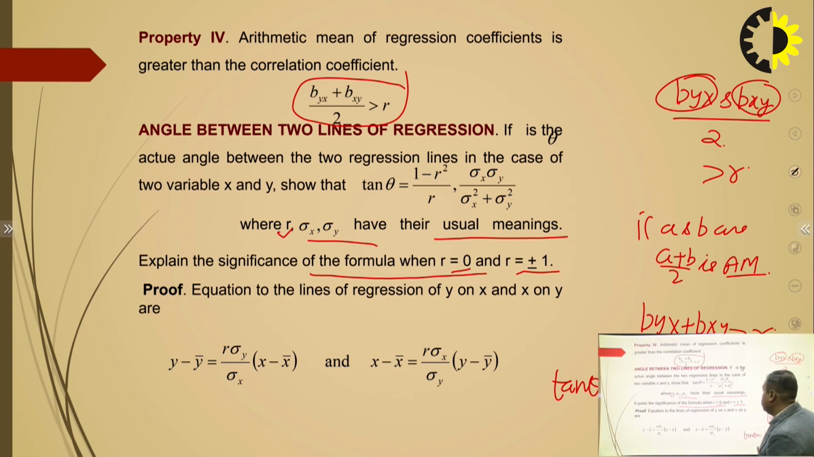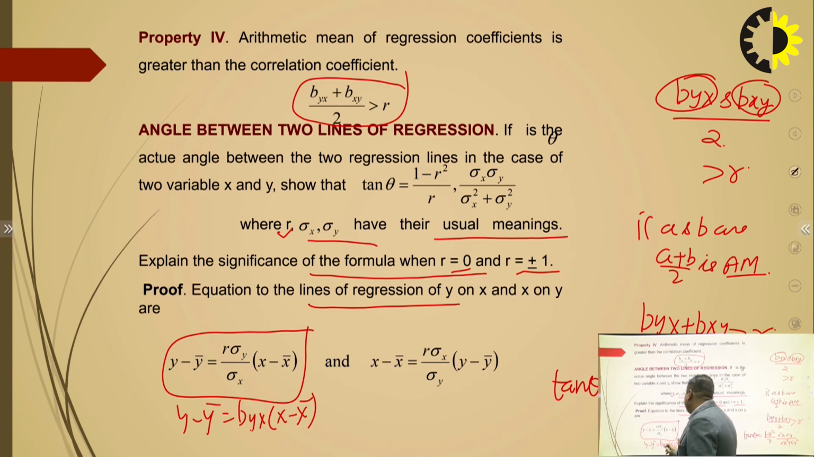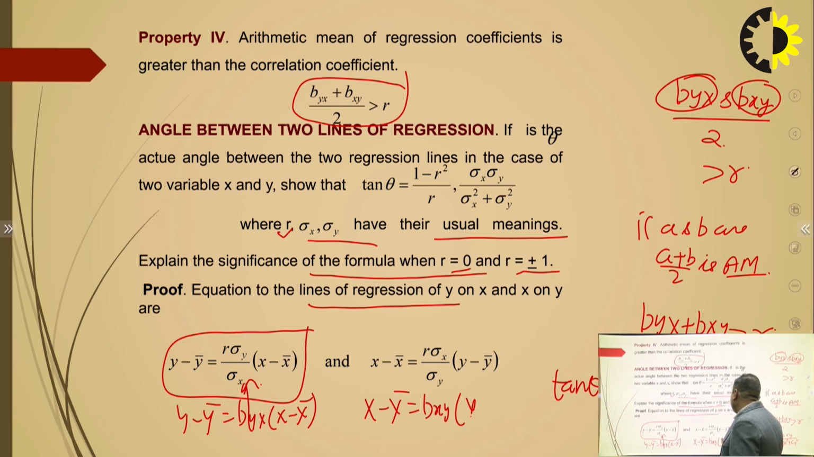Let us take the proof of this. First we take the regression line of y on x. That means y minus y bar equals byx times (x minus x bar), that is the value of byx. Similarly, x minus x bar equals bxy times (y minus y bar), and that is the value of bxy. Byx is the regression coefficient of y on x, and second is the regression coefficient of x on y.